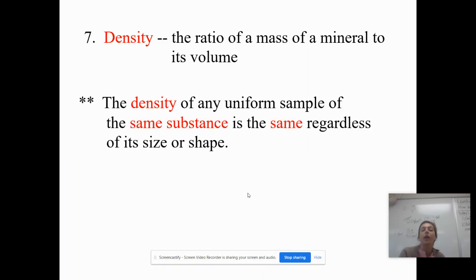We can also determine what kind of mineral it is, and this is a physical property, by the density, okay? And density equals mass divided by volume. The density of any uniform sample is going to be the same. So the density of pyrite is always going to be the same no matter the size of the sample that we have. The density will always be the same.